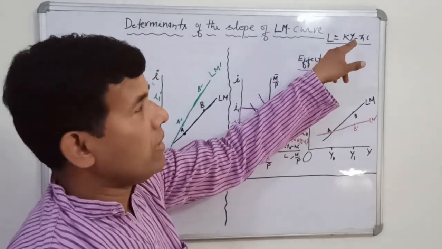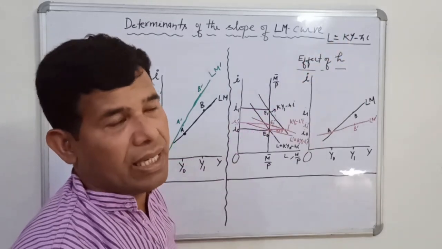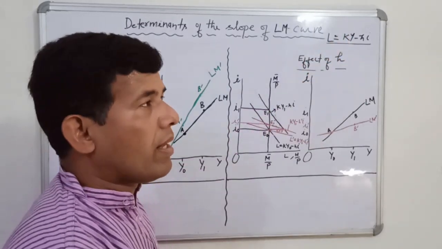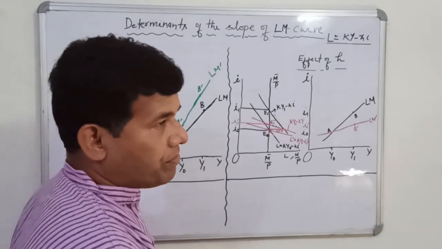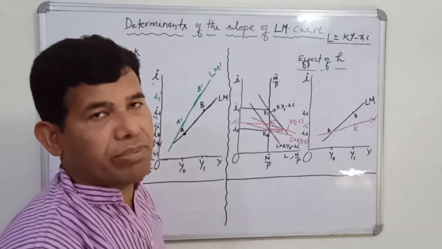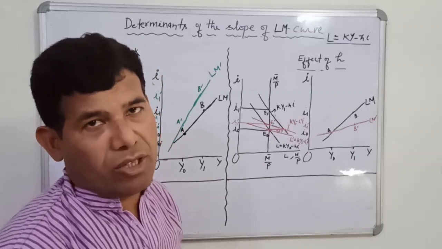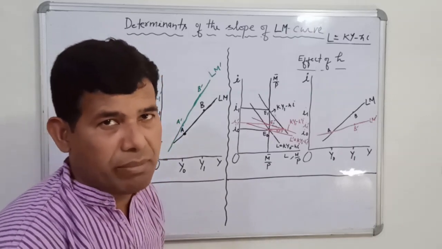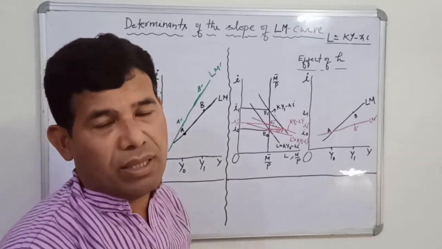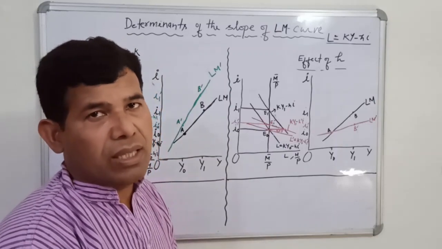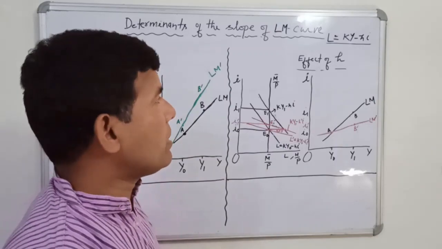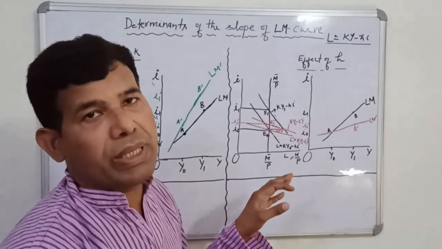Generally it happens. The factors which affect K are primarily, let us say you have got a lot of information technology being applied in our payment system, in our banking system. You can make most of the transactions using cards. You don't need to hold cash. In that situation, your K would be lower.